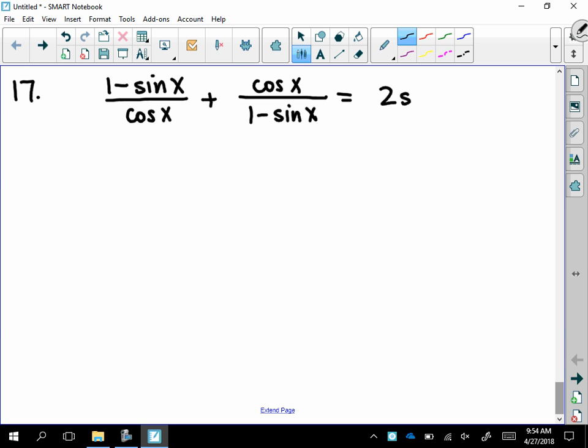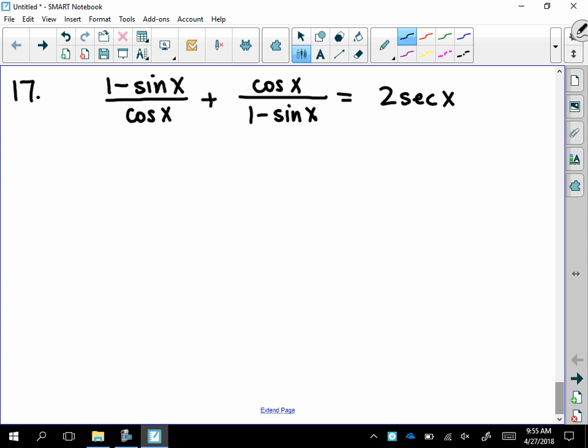Yeah, I think this one's pretty hard. You really have to maybe take a breath real quick and think long term about some things. If you were to try and get a common denominator, that could eventually work. But if you really think this through, what if I multiply by the conjugate of 1 minus sine? What am I going to get? It would be 1 plus sine, which then becomes cosine squared.